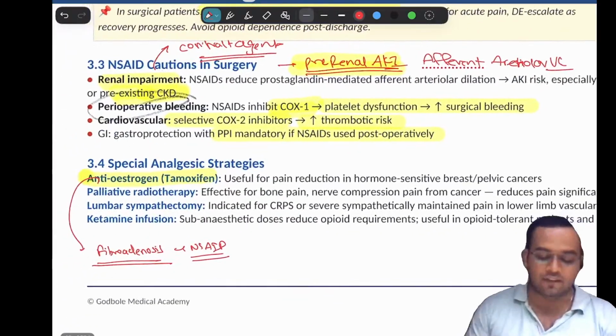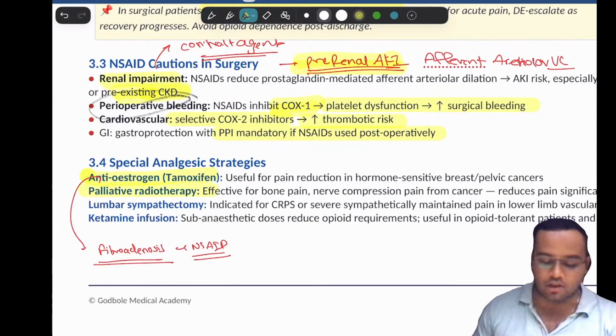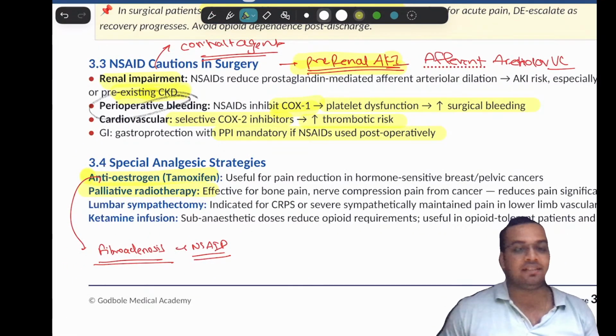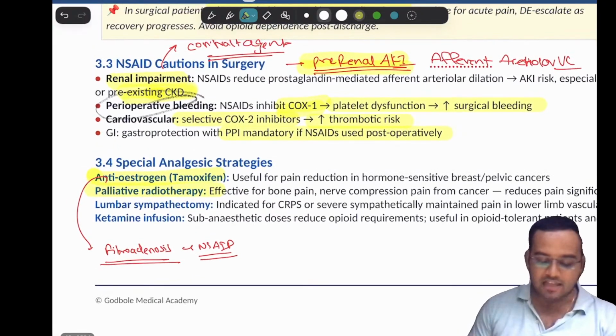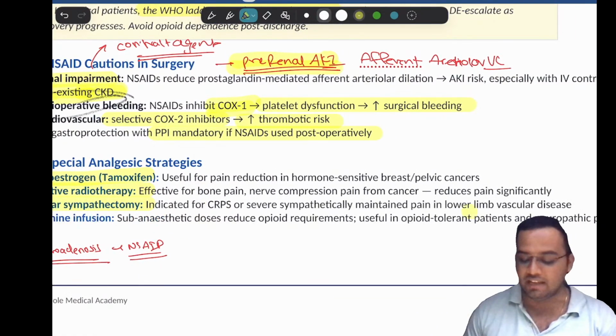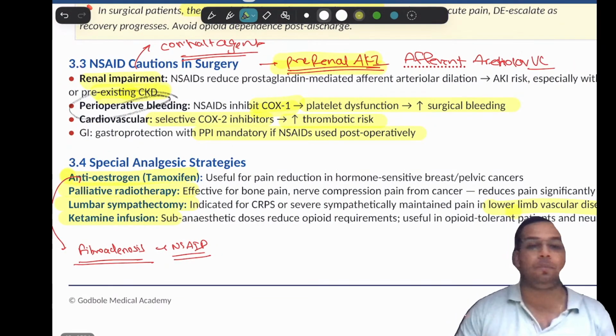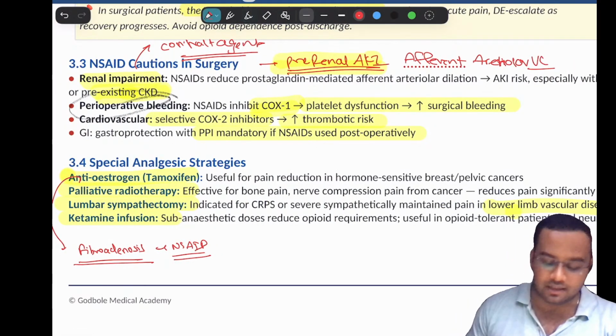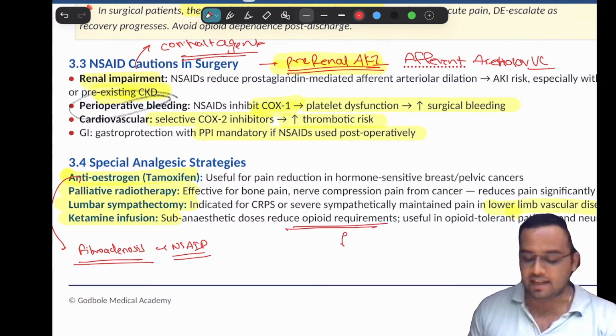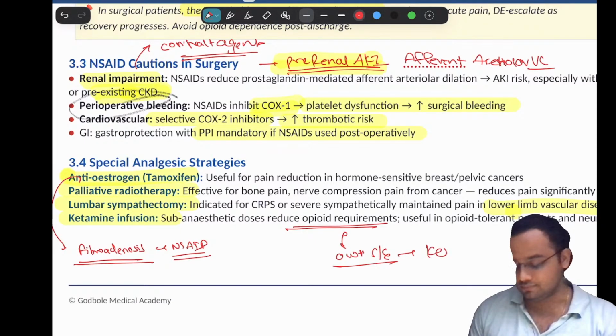You can also give radiation therapy. The radiation therapy is going to cause local destruction of the nerves, and that is the reason the patient will have less pain. As we already talked about lumbar sympathectomy, you can do it in patients typically for PVD, lower limb vascular diseases, and ketamine infusion is given to reduce the opioid doses. Whenever a patient is dependent on opioids for long, it has its own side effects. So to reduce these, you can add an adjunct, which is ketamine.